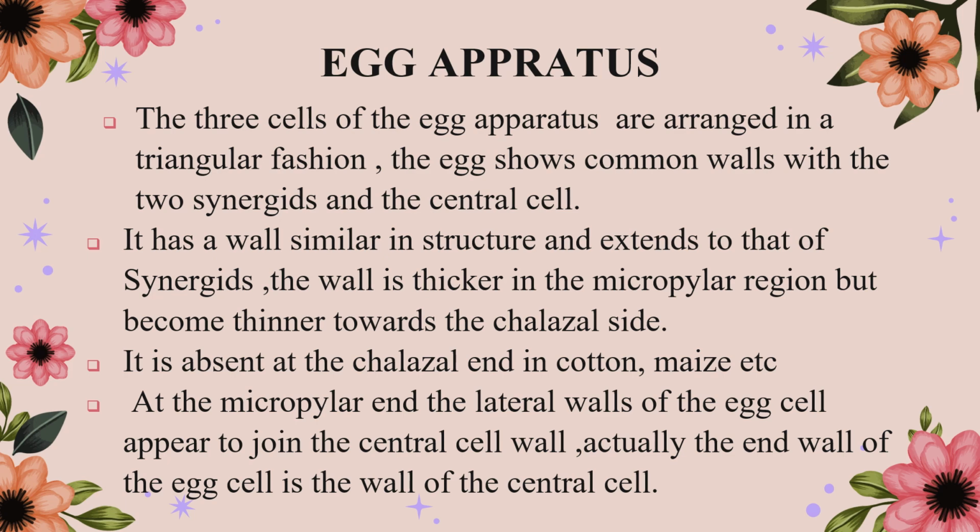Egg apparatus. The 3 cells of the egg apparatus are arranged in a triangular fashion. The egg shows common walls with the 2 synergids and the central cell. It has a wall similar in structure to that of the synergids. The wall is thicker in the micropylar region but becomes thinner towards the chalazal end. It is absent at the chalazal end in cotton and maize, etc. At the micropylar end, the lateral walls of the egg appear to join the central cell wall. Actually, the end cell wall of the egg cell is the wall of the central cell.